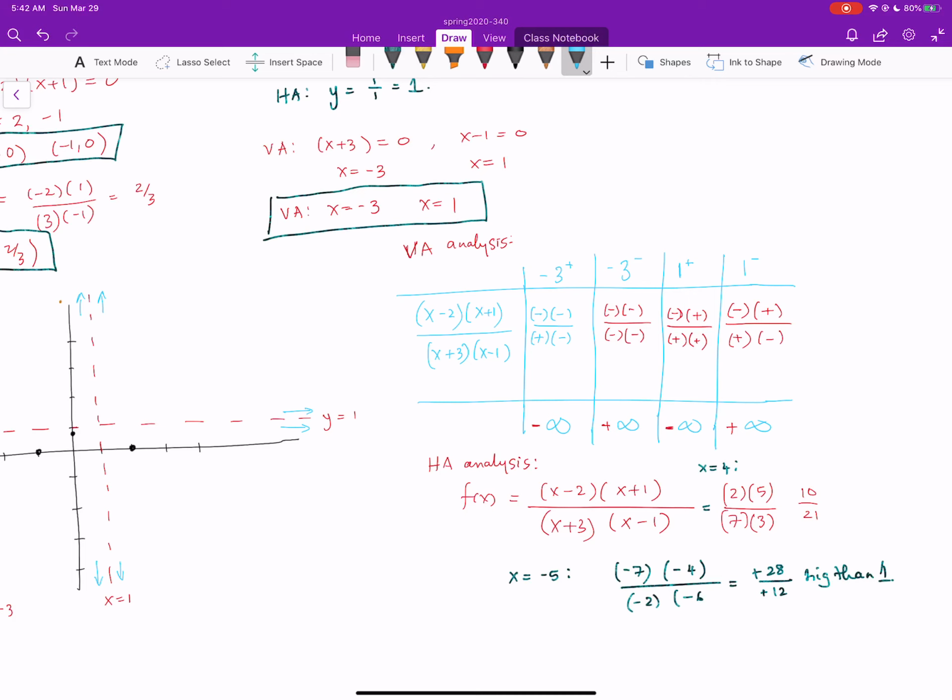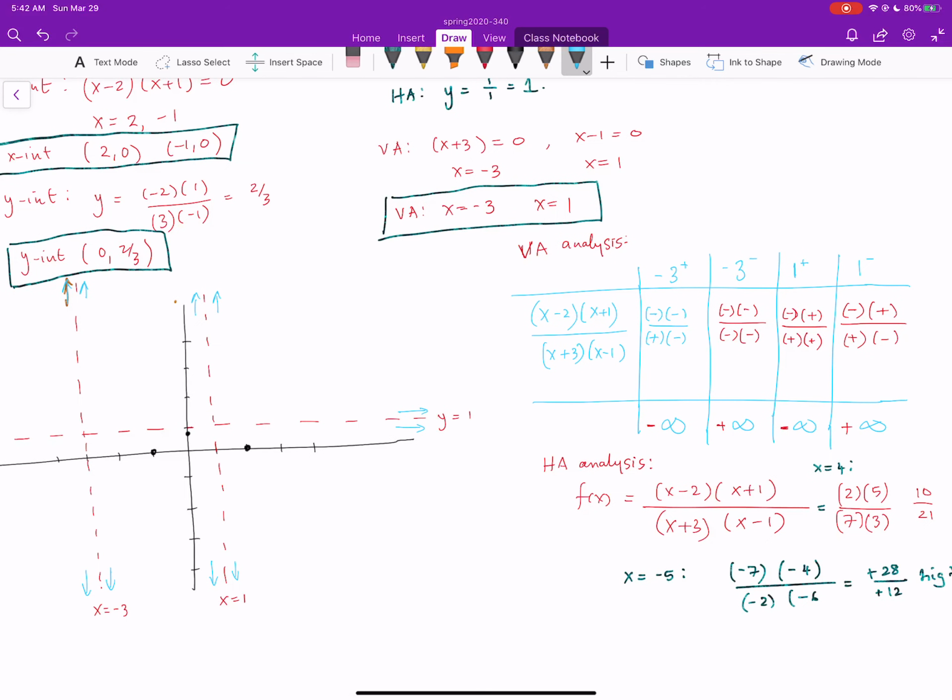So with this information, now I am certain about the behavior near each asymptote. Coming from 1 from the right, it goes to one infinity, so I don't need the other option. Coming from the left goes to the opposite infinity, so I don't need that either. And then negative 3 from the right is negative infinity, so I don't need the other. And negative 3 from the left goes to positive infinity, so I don't need that.